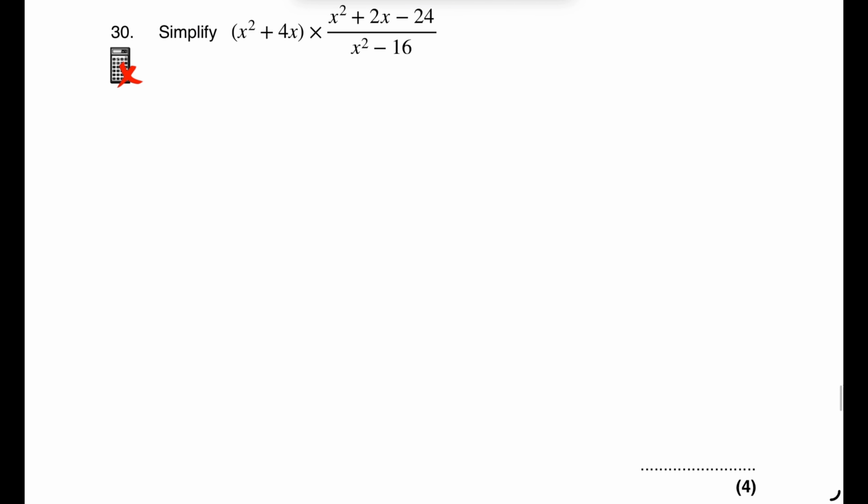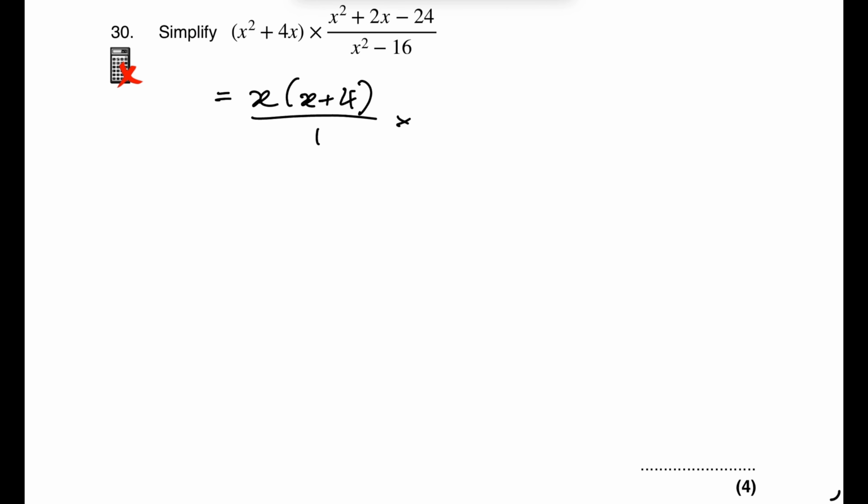Next one, number 30. X squared plus 4x times x squared plus 2x minus 24 over x squared minus 16. 3 things here that I can factorise. First one is my bracket at the front. That's going to be x plus 4. And because I'm multiplying it by a fraction, I'm just going to have a denominator of 1.